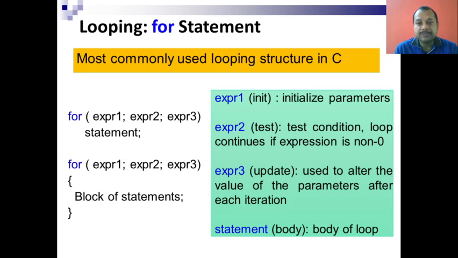Expression 2 is for testing purposes. The test condition goes here, and the loop continues if the expression is non-zero. Expression 3 is for updating purposes. It is used to alter the value of the parameters after each iteration. And finally, the statement, which is the body of the for loop, can consist of only one statement or a block of statements, and that is called the body of the loop.